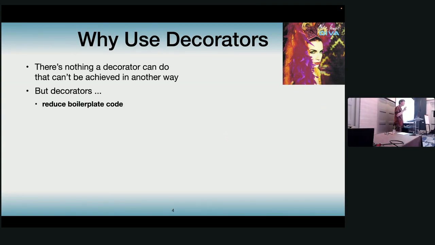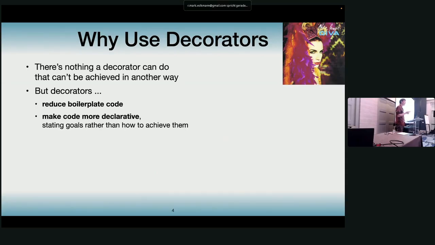But I think decorators are useful for 2 main reasons. One is that they reduce boilerplate in your code. And another is that they make the code more declarative. And this is where it would differ from just writing a function to do a thing, is that you're attaching it to a specific thing in your code, like one method, and you're saying, I want this method to behave differently in this specific way. And so you're stating a goal instead of exactly how you're going to achieve that.